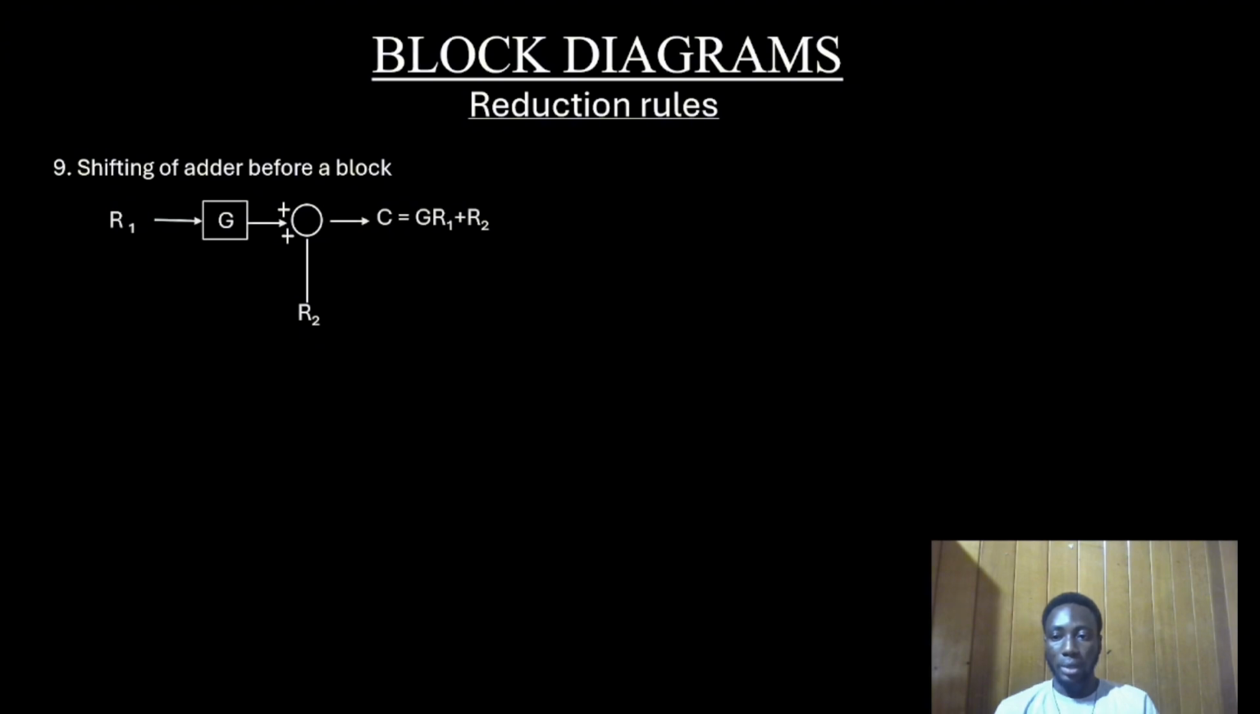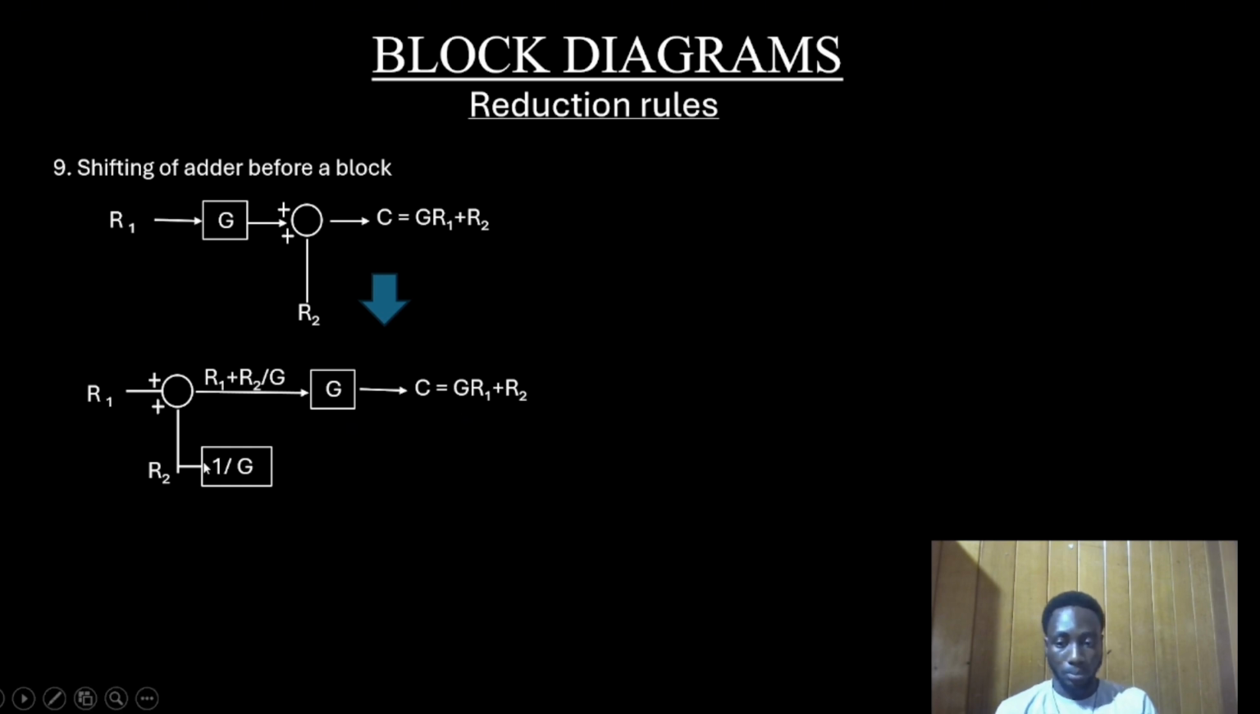I have rule 9, which is the shifting of an adder before a block. We have the adder here, and we're trying to shift it before the block. If we do that without changing anything in the system, our output will be changed. So we have to include another block, which is the inverse of the block here. So 1 over J is being added to R1. That way we have R1 plus R2 over J. After passing through block J, we multiply it, then we get J times R1 plus R2, which is the same as the output that we got before.